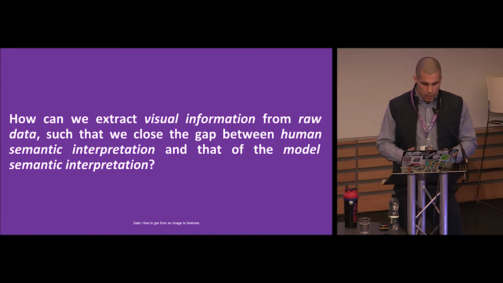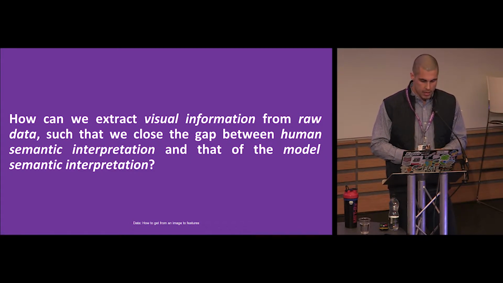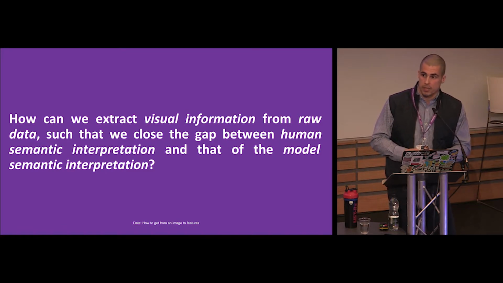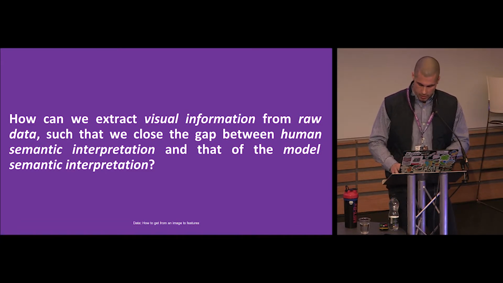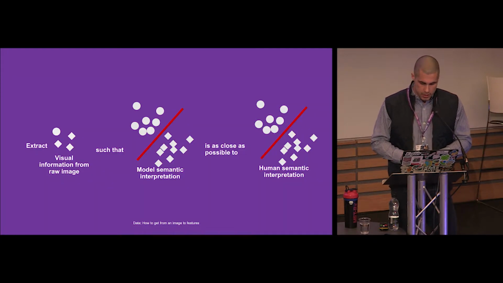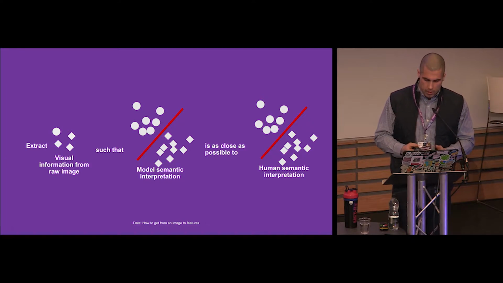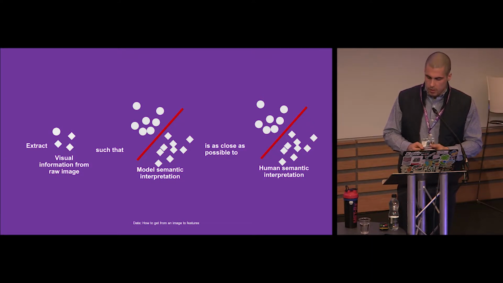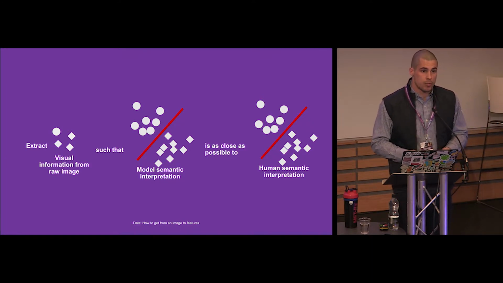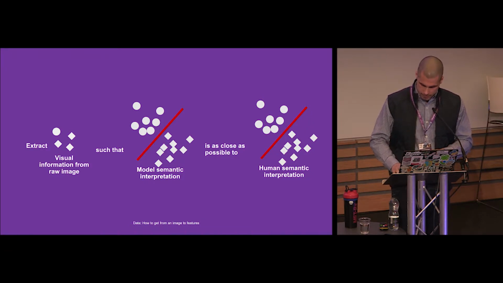So the question is, how can we extract visual information from raw data such that the model's semantic interpretation gets as close as possible to human semantic interpretation? This is essentially the problem: extract visual features from an image such that the model's semantic interpretation is as close as possible to how a human would interpret the image. So let's talk about how we do that.